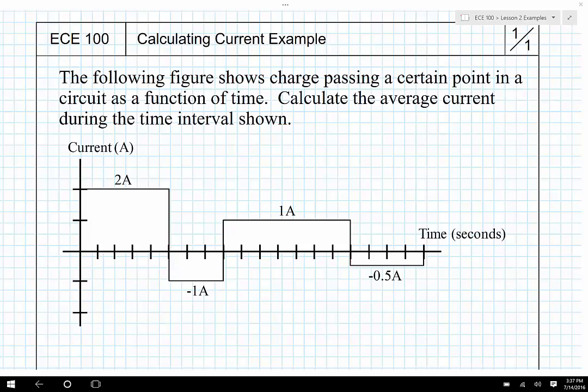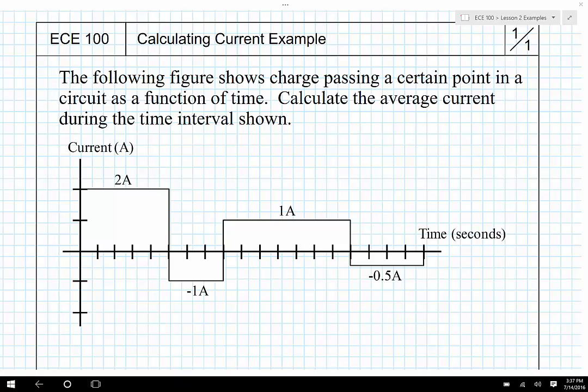Hi, and welcome to the calculating current example. Our job in this problem is to calculate the average current during the entire time interval that's shown in the following figure. You can see that the time is the horizontal axis and current is the vertical axis, but our job is to calculate the average amount of current that's flowing.